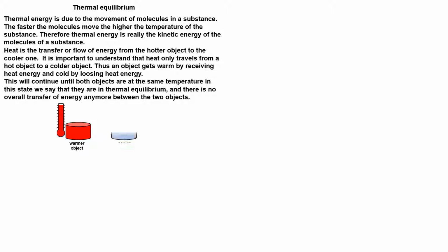When we put two objects of different temperatures in contact for a while, the heat energy gradually spreads until the two objects have the same temperature. When this happens, we say that they come to equilibrium, and from that moment, no energy exchange occurs. They are in thermal equilibrium.